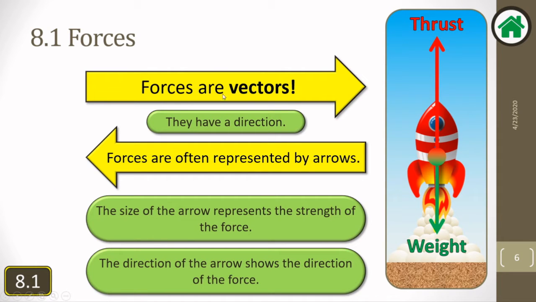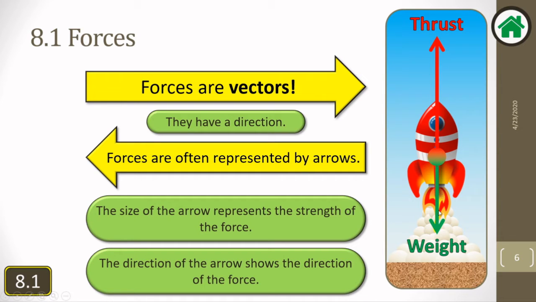First thing to know about forces is that they are vectors, which means that forces have a direction. For that reason, we will often use arrows to represent forces. The size of the arrow represents the magnitude or the size of the force, and the direction that the arrow is pointing indicates the direction that the force is acting on the object.